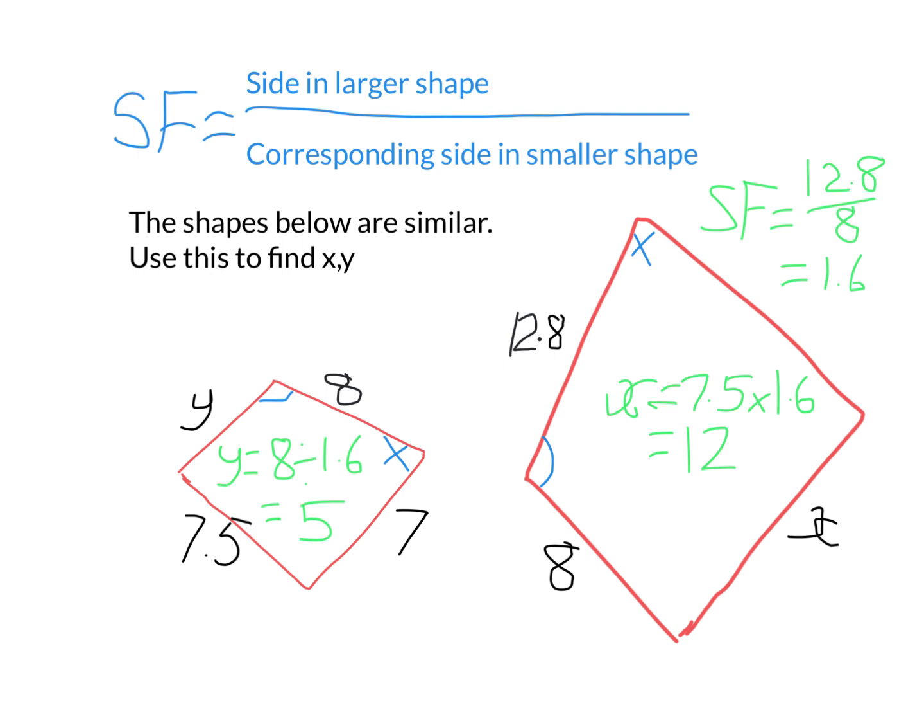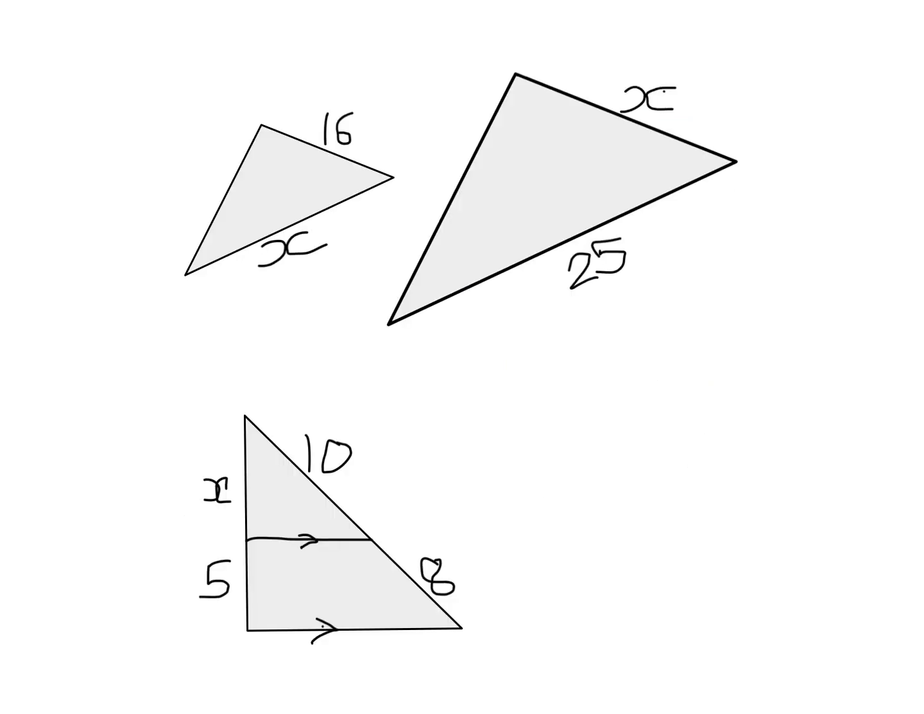All right, let's look at a few harder questions. So I'm telling you that these two triangles and these two triangles are similar, and we're going to use this to find the value of x. So these ones are a little tougher. This one's tougher because we have two x's there. We can't find the scale factor easily here.